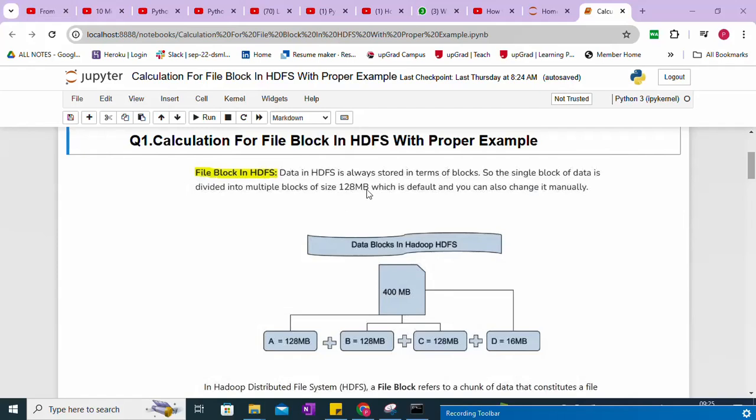Data in HDFS is always stored in terms of blocks. So a single file of data is divided into multiple blocks of size 128 MB, which is the default, and you can also change it manually.